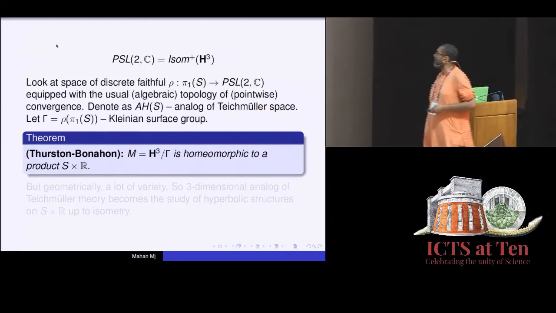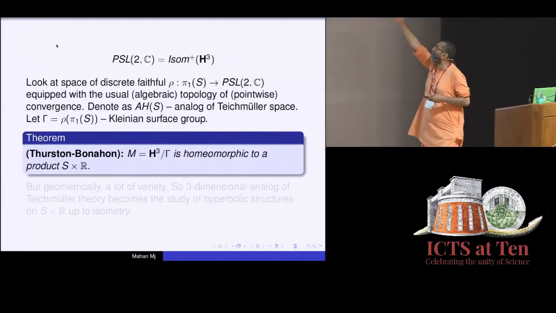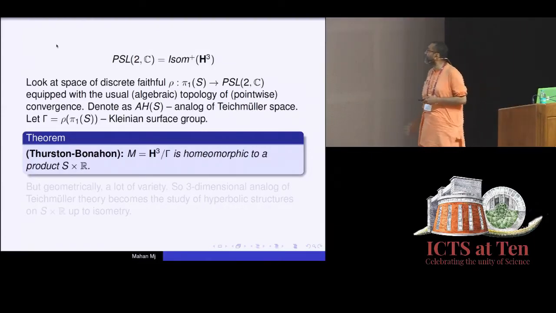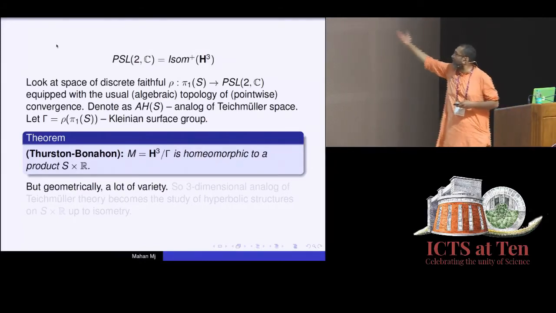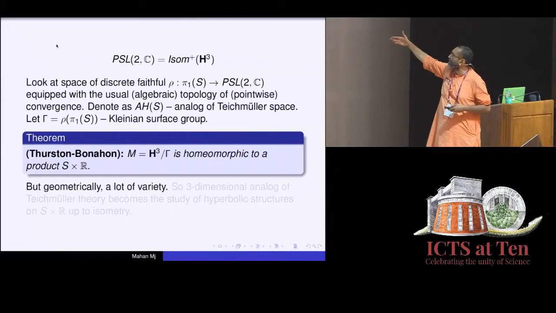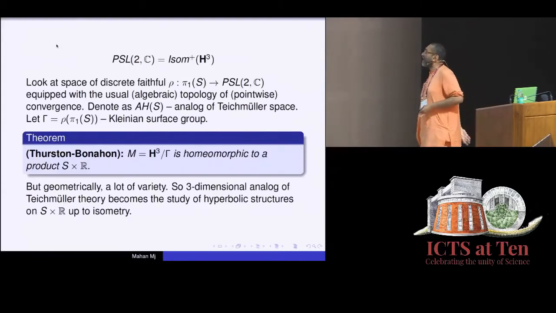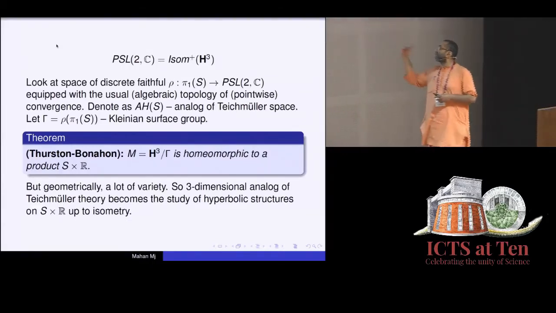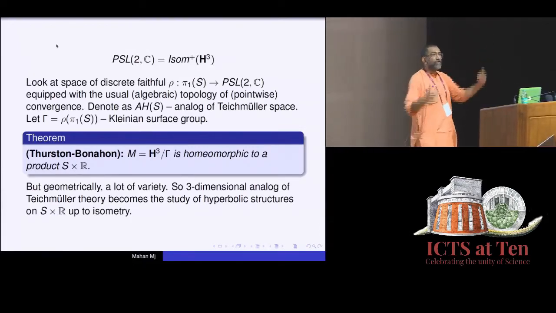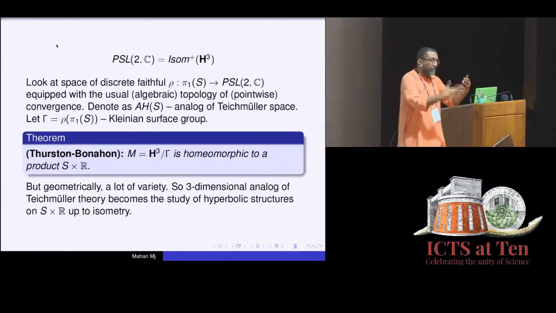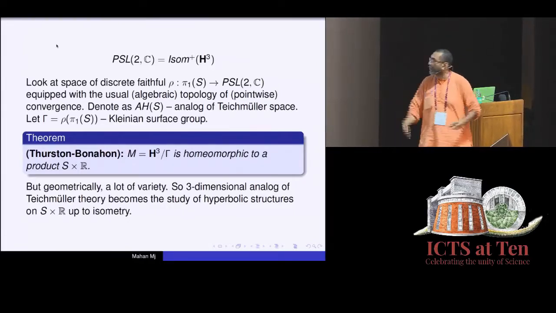Anyway, the geometric study of these representations in PSL2C becomes the study of hyperbolic 3 manifolds. What you're really studying is topological, it's surface cross R. Geometrically, there's a parametrization space. So the 3-dimensional analog of Teichmuller theory becomes the study of hyperbolic structures on this topological product, surface cross R, complete hyperbolic structures, where 2 of these are called the same if they're isometric. There's a global isometry between the 2.